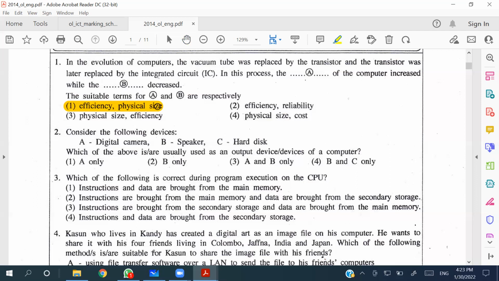Second one, consider the following devices: digital camera, speaker, and a hard disk. Which of the above are usually used as an output device or devices of a computer? Now, it's a little bit confusing when there is digital camera, right? But yeah, speaker is definitely an output device, and hard disk is not going to be an output device. So B should be in your answers, C shouldn't be in your answer. So because of that, we can leave out the first and the fourth, right?